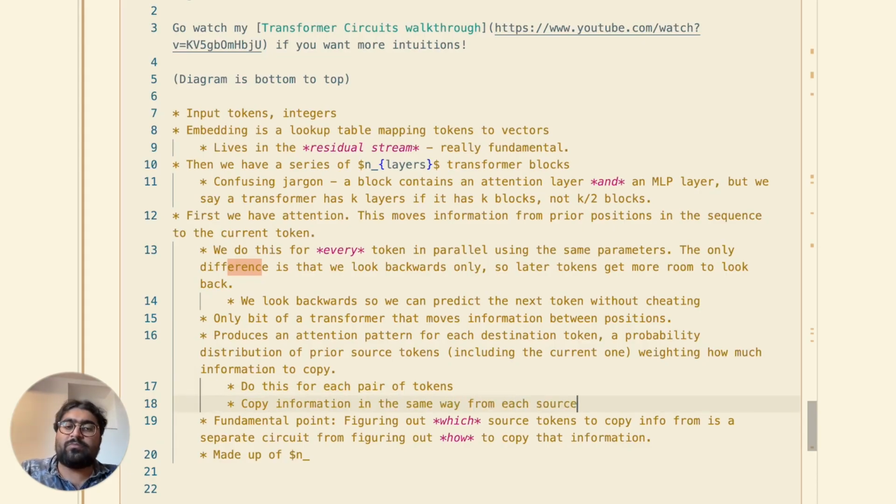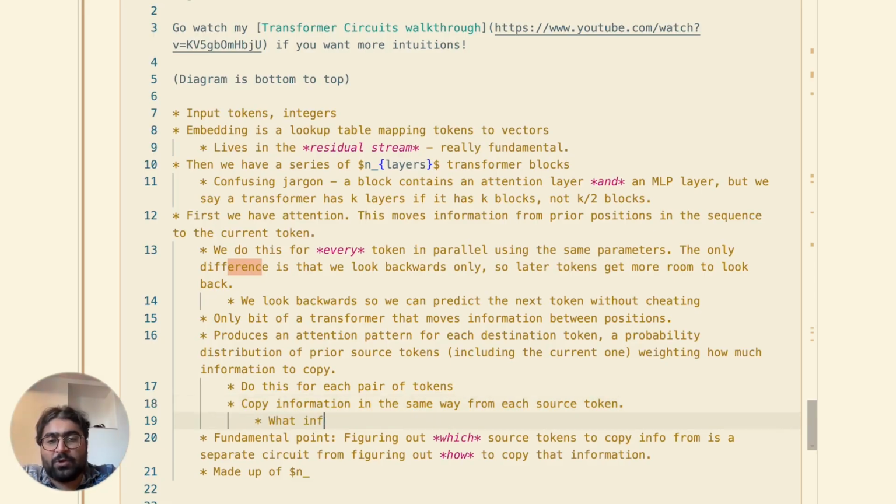What we do is, for every pair of tokens, we have a weight called the attention pattern, paid from that destination token to that source token, that chooses how much information we copy from that token to the current one. Two important details. The way we copy the information only depends on the learned parameters of the model. It doesn't depend on either the destination token or the source token. What information we copy does depend on the source token, but it depends on the residual stream.